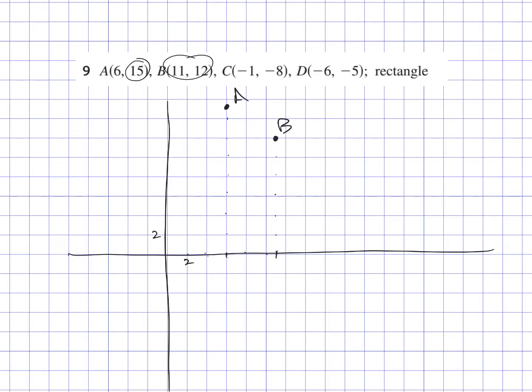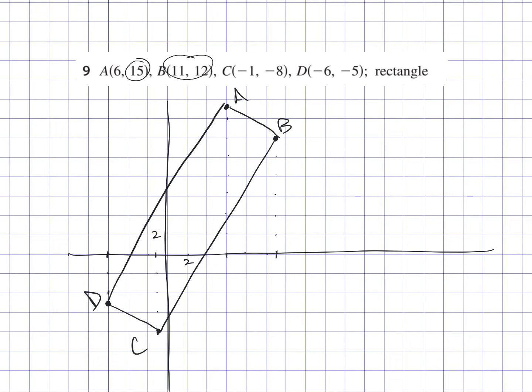C is at (-1, -8). So -1, don't go to the 2 yet. -1, -8. 2, 4, 6, 8. And D is -6, 2, 4, 6, -5. 2, 4, -5. So now the question is, is this a rectangle?